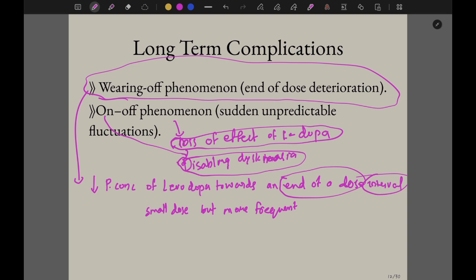And this can be prevented by COMT inhibitors, and also wearing off phenomenon can be reduced by COMT inhibitors. And for that we can also use sustained release formulations of levodopa and carbidopa for wearing off phenomenon.